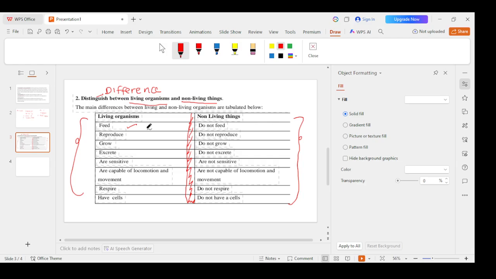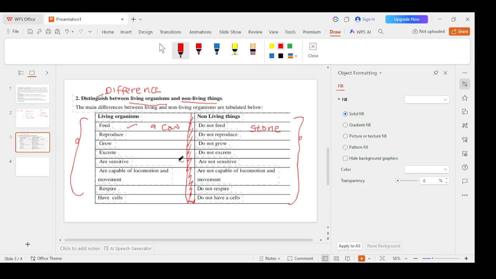Here, for example, we can talk about a cow. Non-living organisms do not feed. You can talk about a stone. You've never seen a stone eating. It's because a stone is a non-living thing.